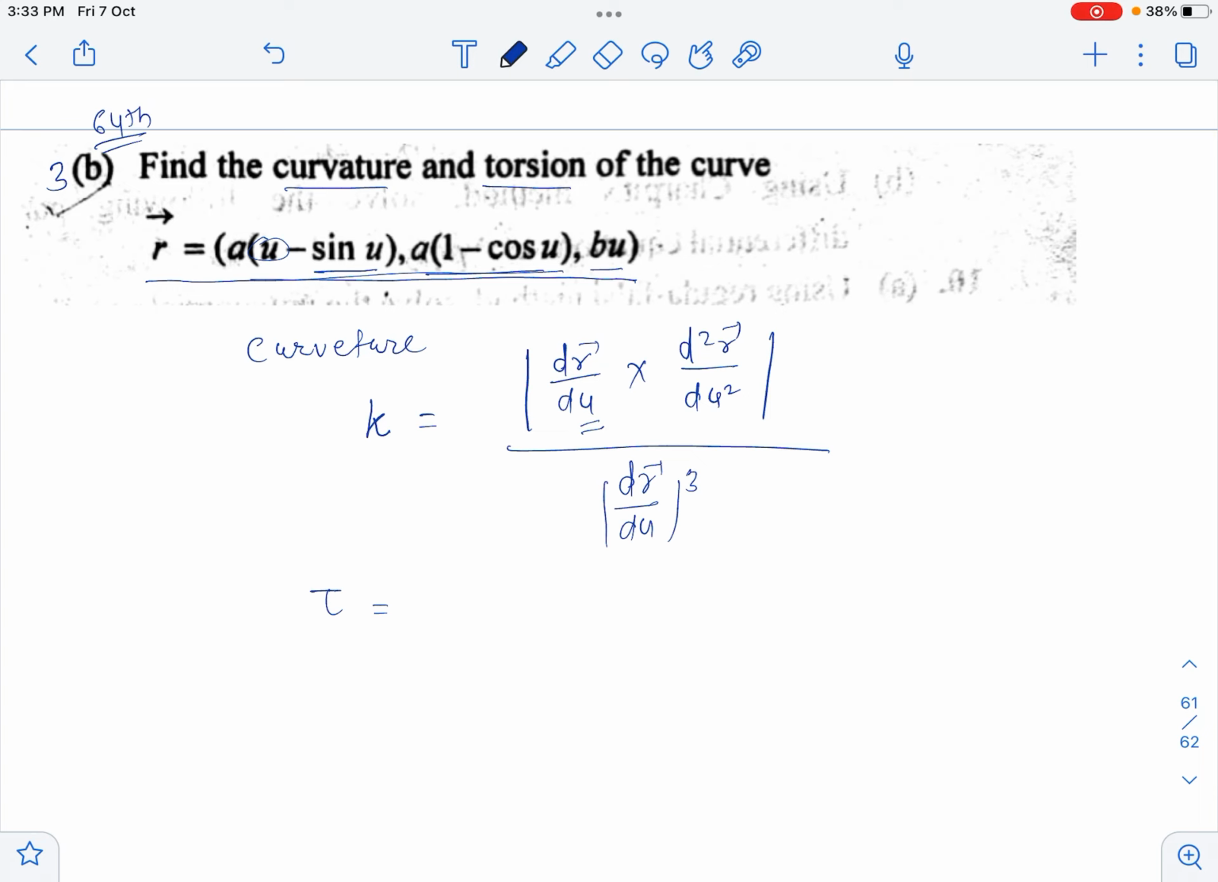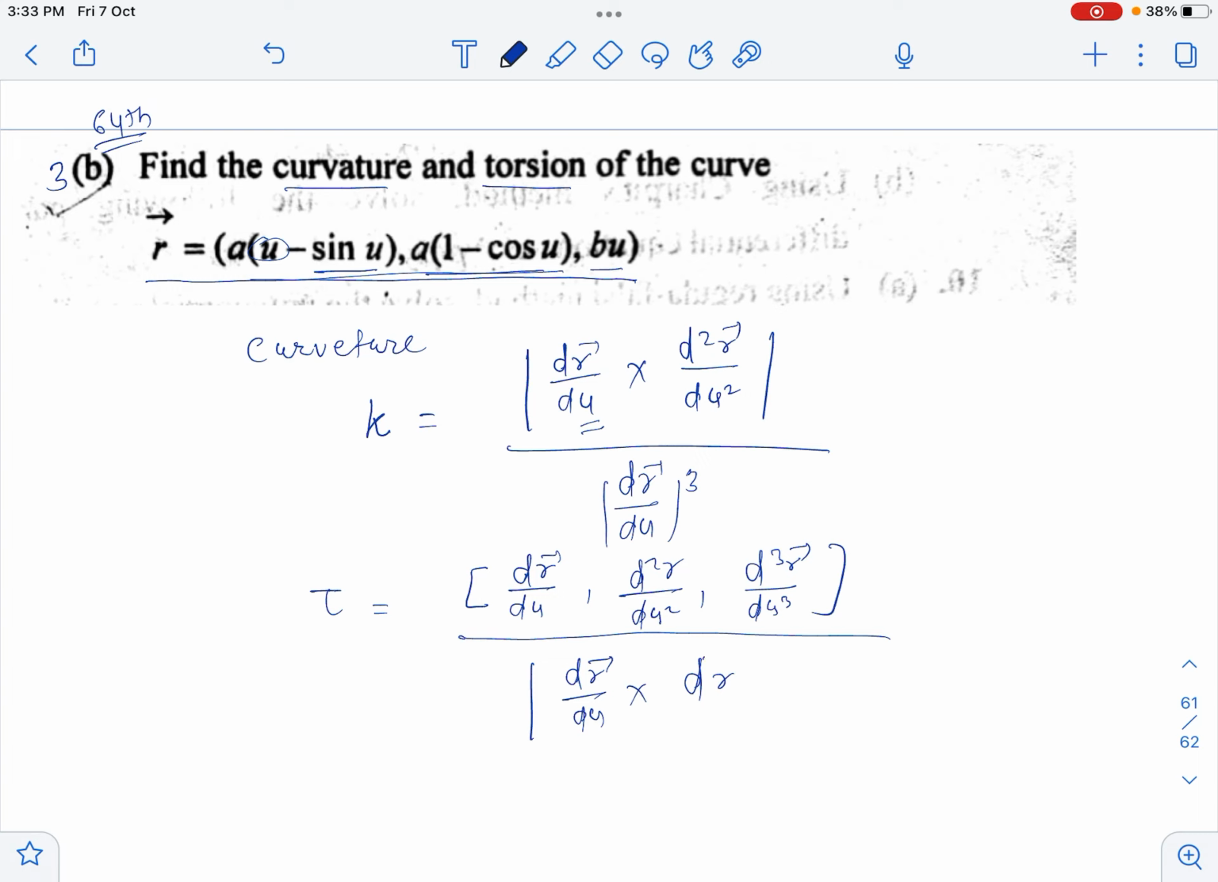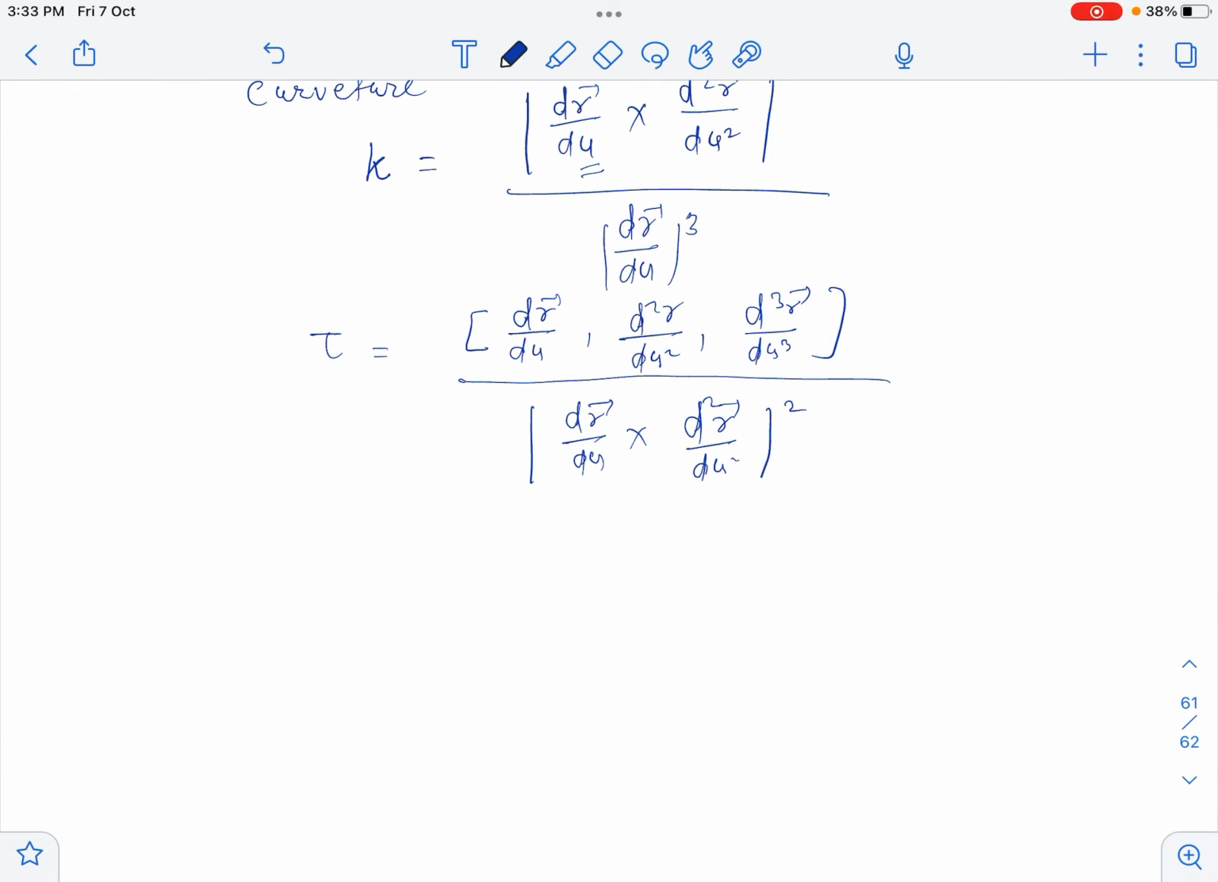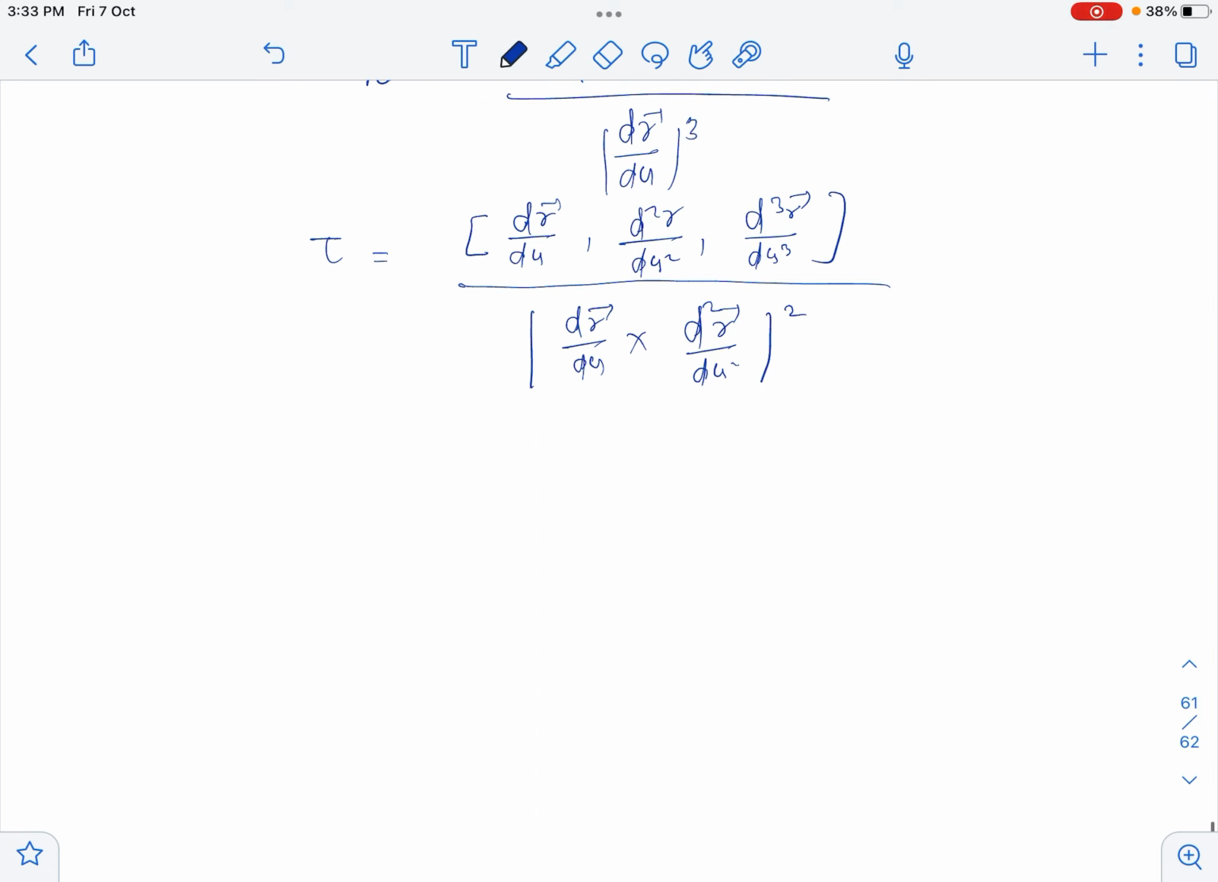And the formula of torsion is given as the triple product of dr/du, d²r/du² and d³r/du³, divided by the modulus of dr/du cross d²r/du², whole squared. So these two formulas, try to remember these and implement them in the question directly.